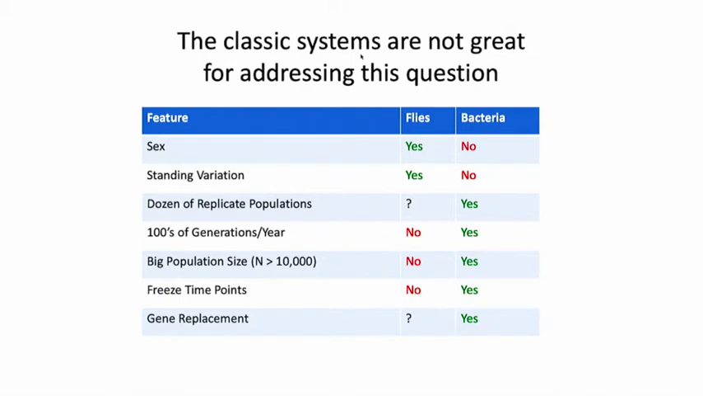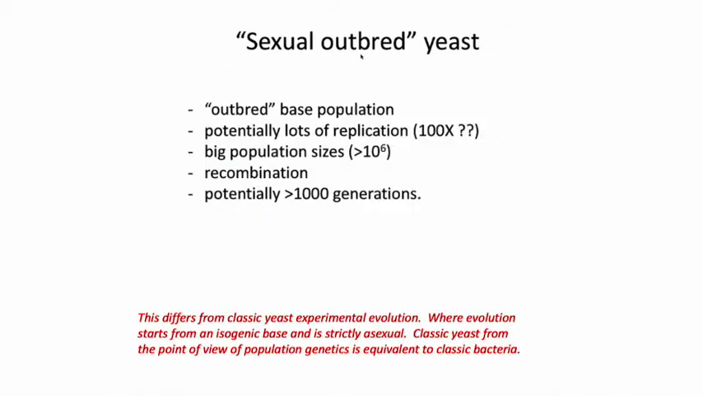So Molly and I created this system we call sexual outbred yeast. We basically create an outbred base population by crossing natural isolates of yeast. So once we have this system, there's the potential for lots of replication. We think we can maintain pretty large population sizes, depending on the experimental details. We can force recombination. We can potentially carry these experiments out for thousands of generations, although you'll see the life cycle isn't strictly sexual, right?